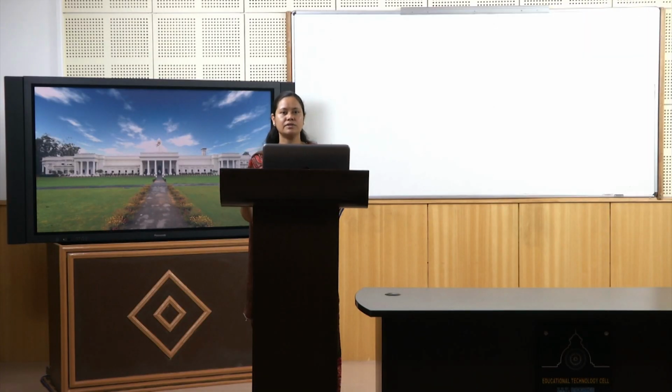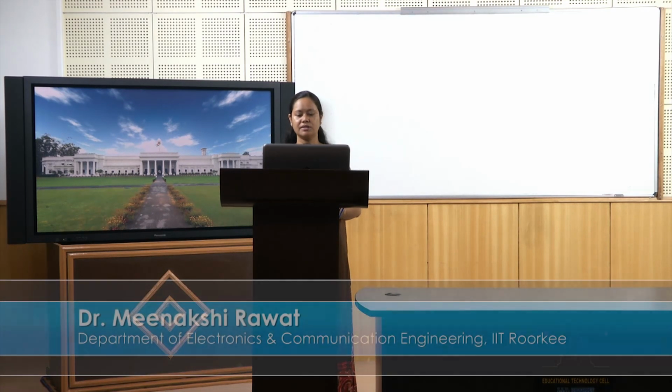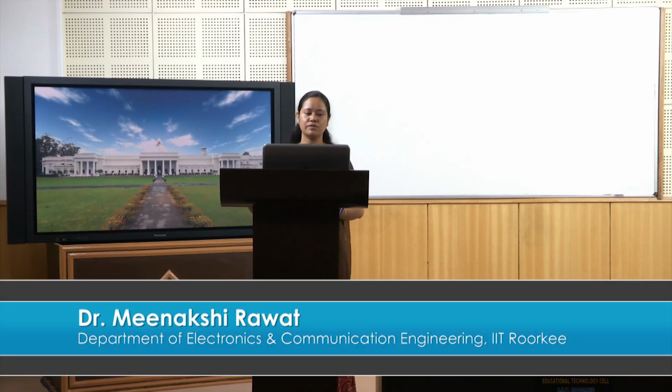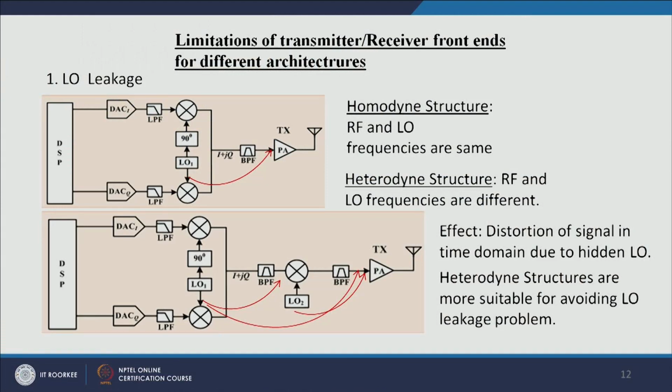So, we are continuing our discussion on software defined radio architectures. We have seen that we have two types of architectures, homodyne and heterodyne, and the others are their combinations. Now, we will look into the limitations of transmitter receiver front ends, and for these different architectures, what they implicate. So, first is LO leakage.